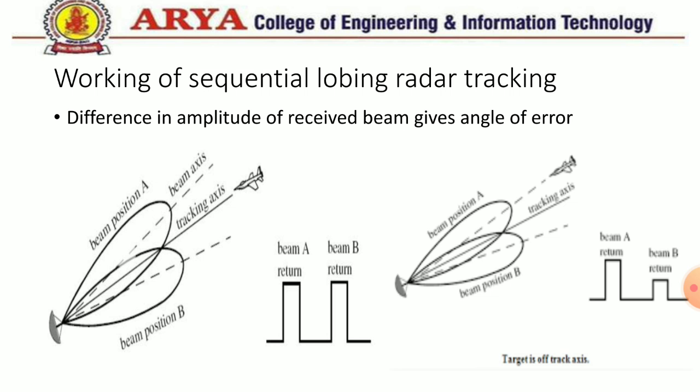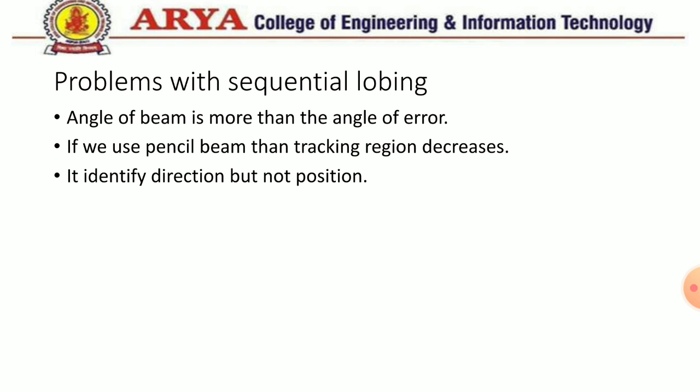So there is a trade-off: the beam angle should be less than the angle of error, but if you decrease the beam angle, then the focusing region of the radar tracking system will decrease. So this is the problem. And the third problem is that it only identifies direction, it does not identify position. If we use a pencil beam, then the tracking region decreases, and it identifies direction but not position.